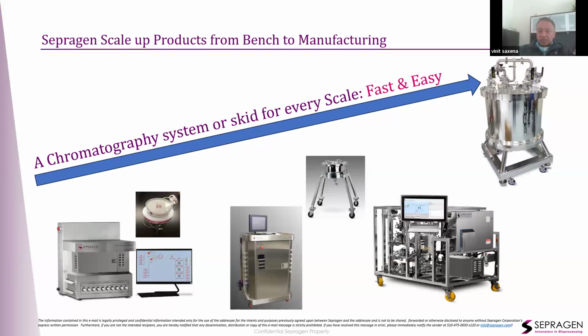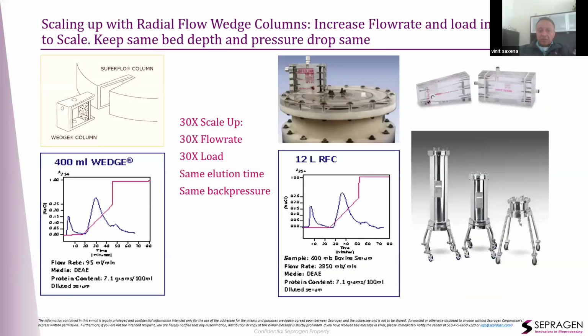So we support the scale up effort. That's what we are skilled at. That's what we do very well and have a lot of experience with. The video also showed you what a wedge column is, and it's really the slice. So a scaled down version of a large radial flow column is a slice, just like the slice of your favorite food. It might be cake or it might be pizza.